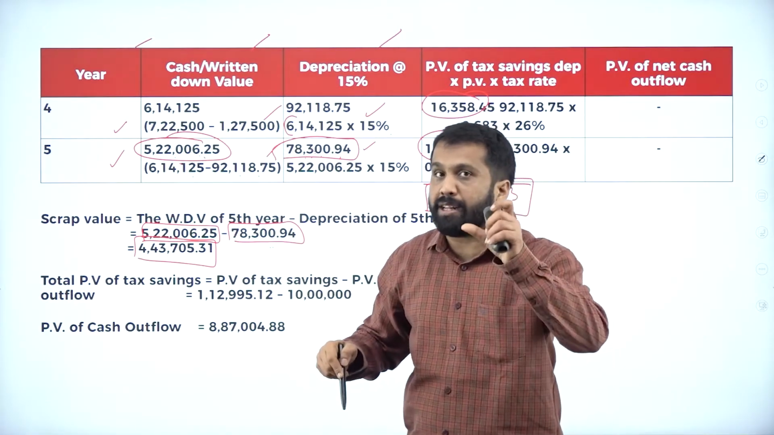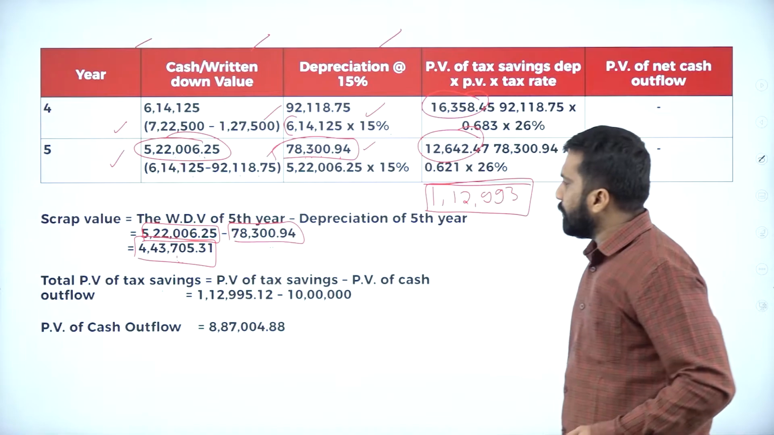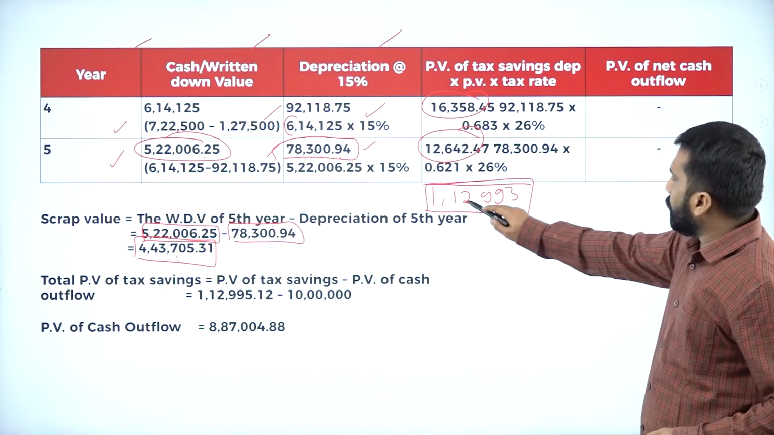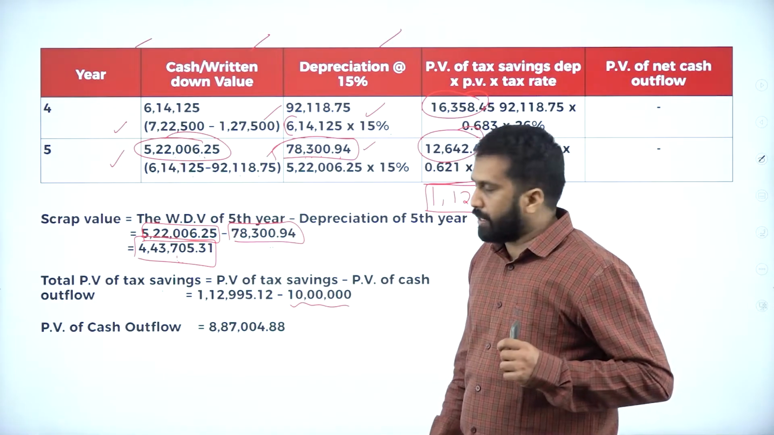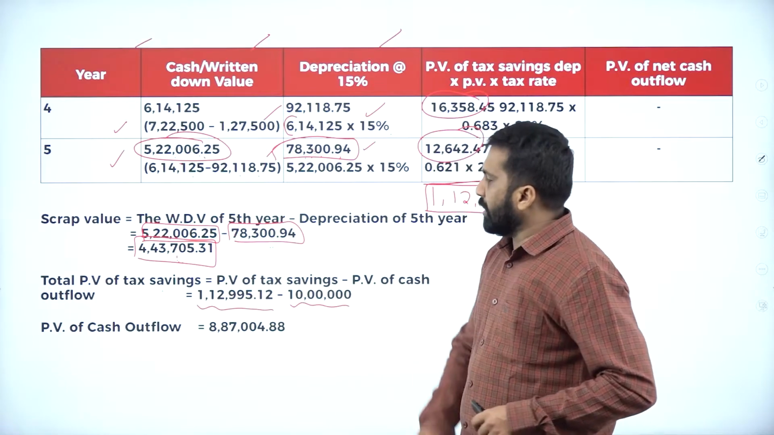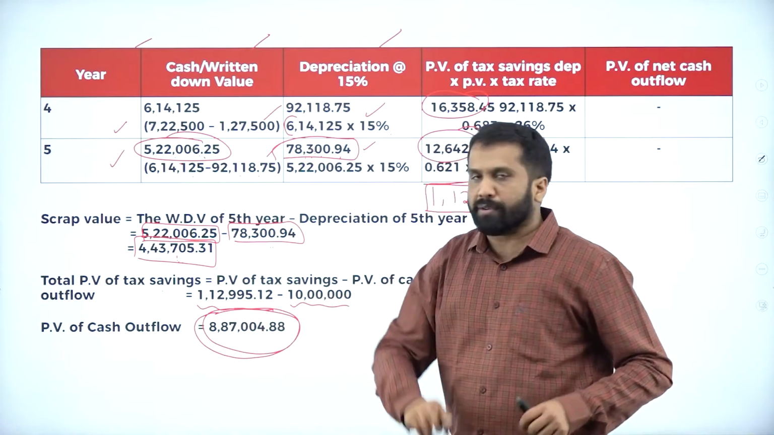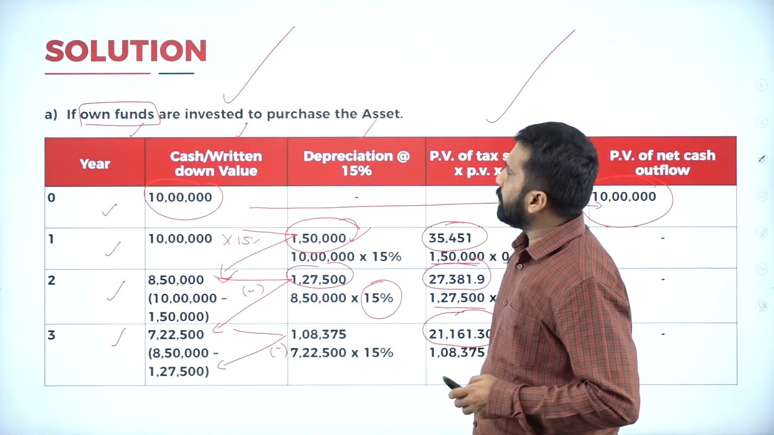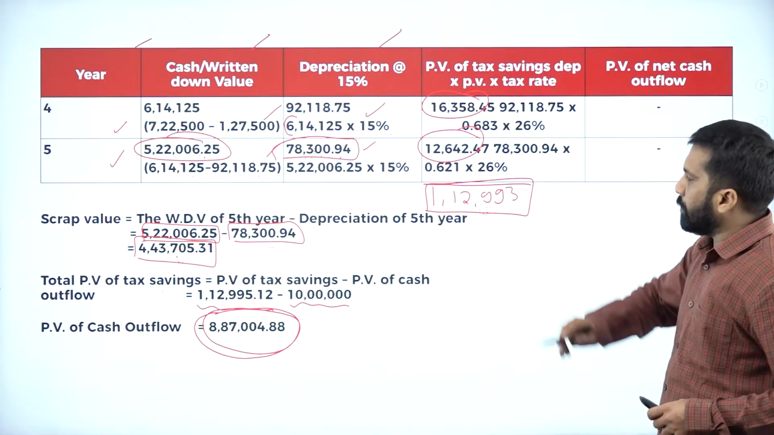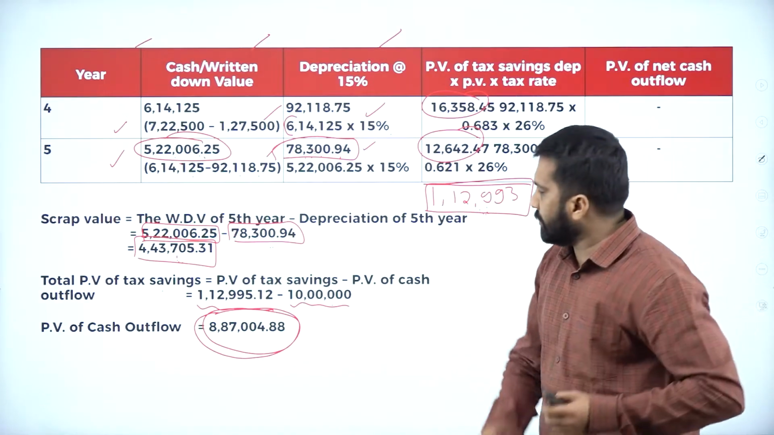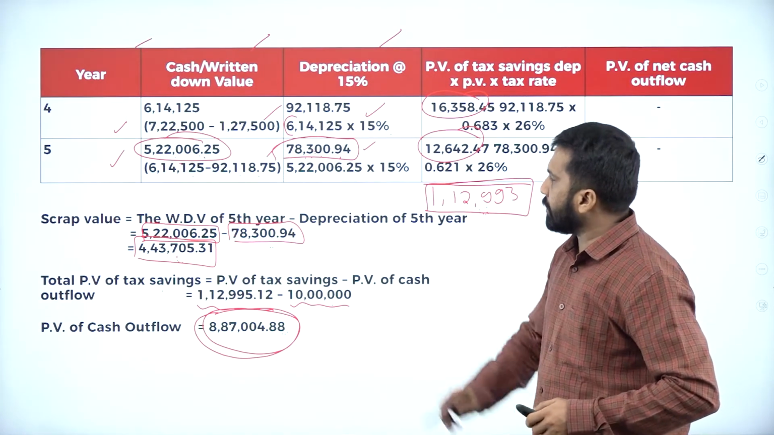At present, what is the value of your asset? 4,43,000. Total present value of tax saving is how much? Now, you got a total of 1,12,993. In this, your investment is 10 lakh. Yes. 10 lakh minus 1,12,993, you got 8,87,004. Simple. What is your investment? 10 lakh. What are the savings? Your total of column number 4. Your investment minus your savings is your answer. 8,87,004 rupees is your answer.